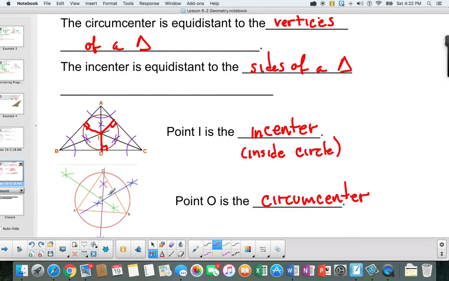And this will be the circumcenter because it's created by the perpendicular bisectors. So circum means going around. You can think of it as the outside circle. And this is the end of the screencast.